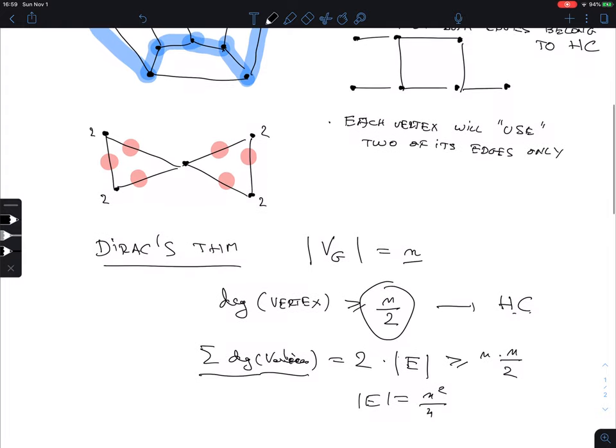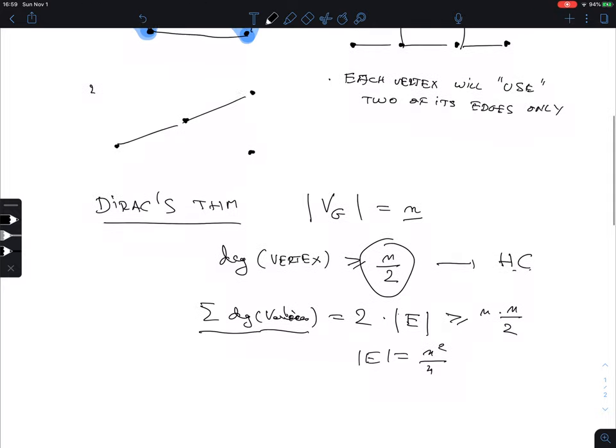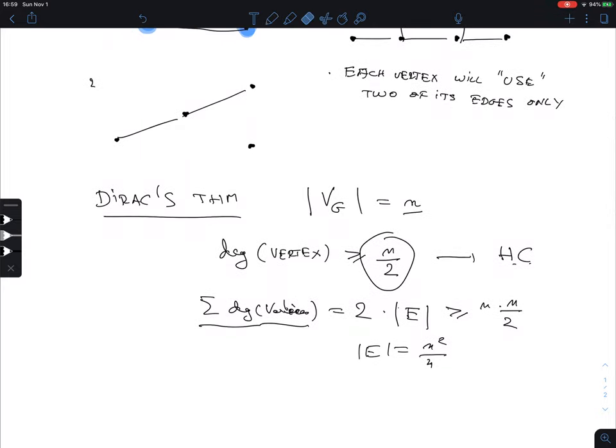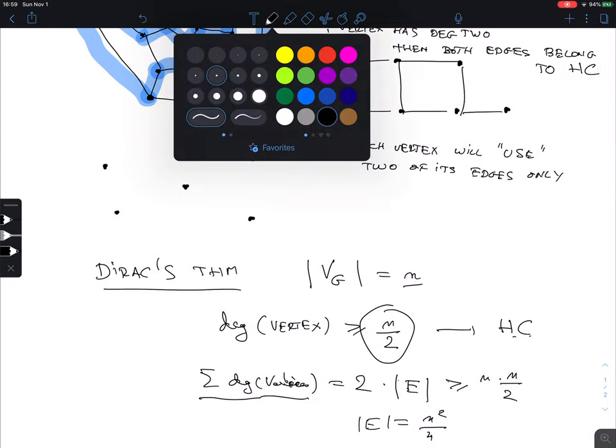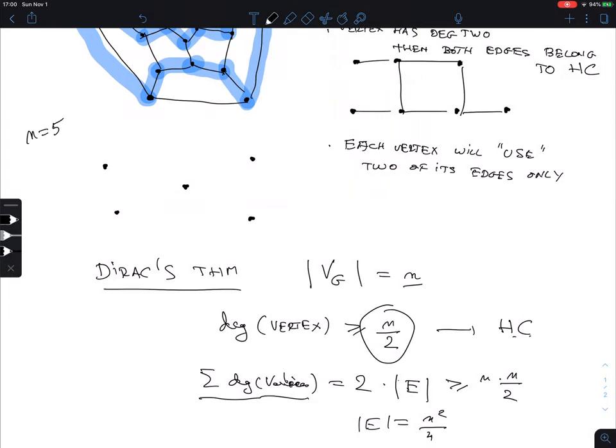So for instance, let's take an example with 5 vertices. Let me redraw it because it takes me longer. So here I have 5, so n is 5. I want to find a graph and see already how bad this is. What I need is that all vertices have degree at least 5 over 2. It's 2.5, which means degrees actually have to be at least 3. So every vertex has to have at least degree 3.